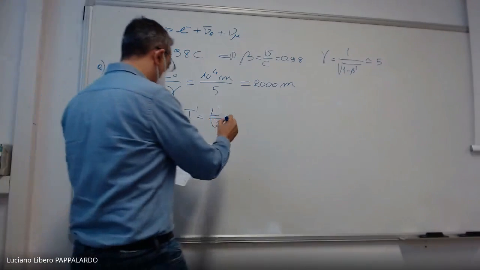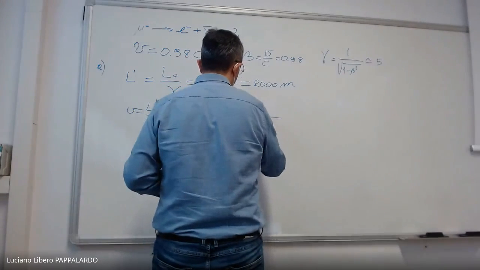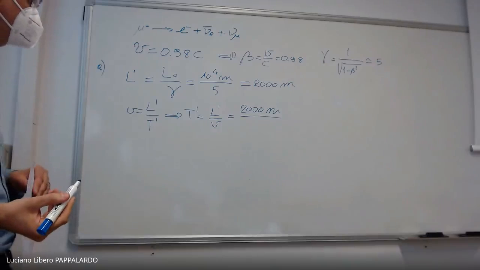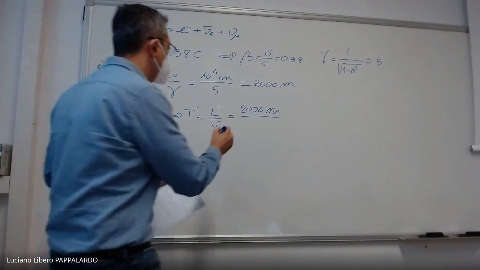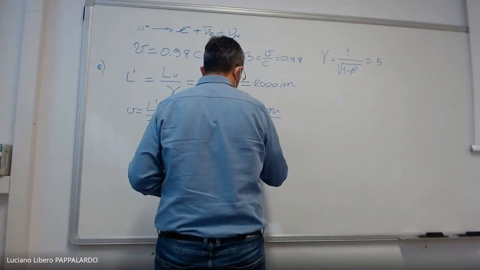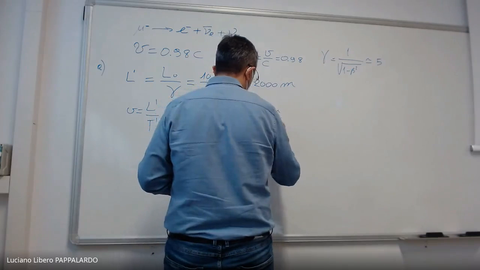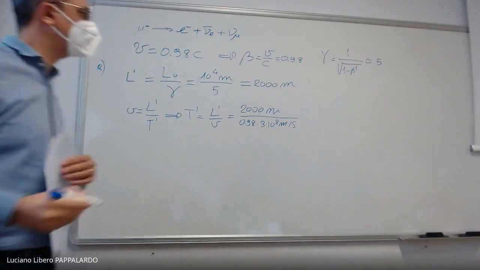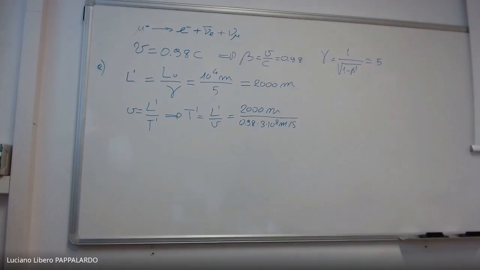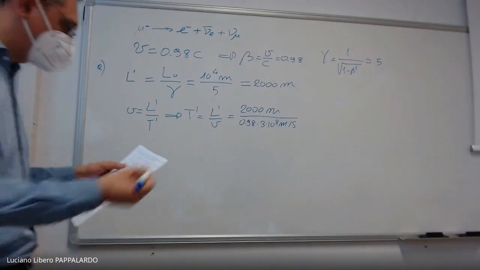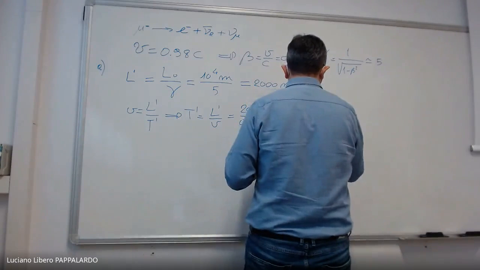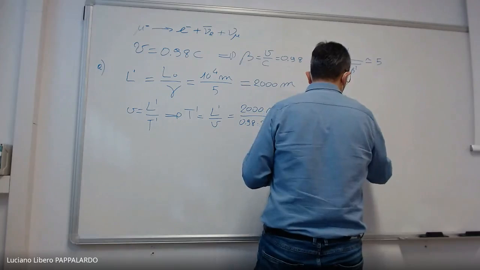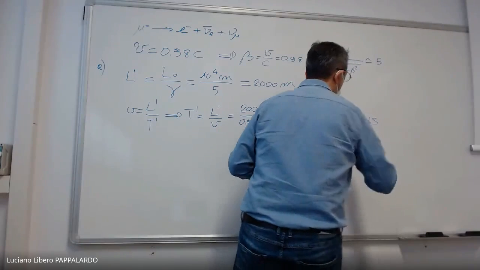So let's just substitute this. We have 2,000 meters, which is the thickness of the atmosphere as seen by the muon. And the velocity we know is 0.98 times the speed of light, that is 3 × 10⁸ meters per second. And when you do the calculation, you obtain 6.8 × 10⁻⁶ seconds. That is 6.8 microseconds.